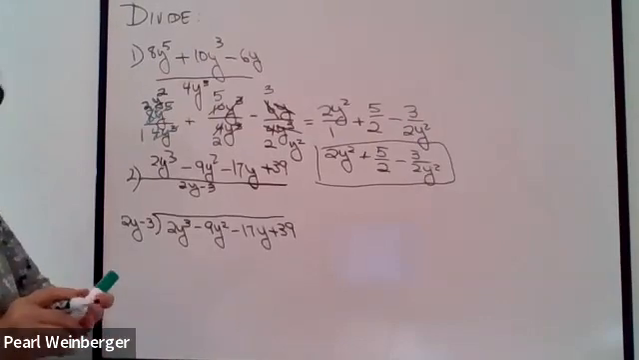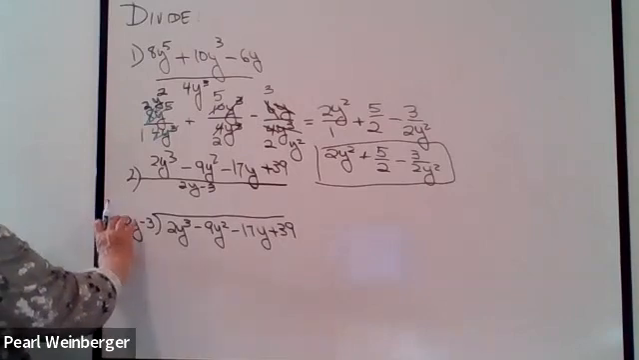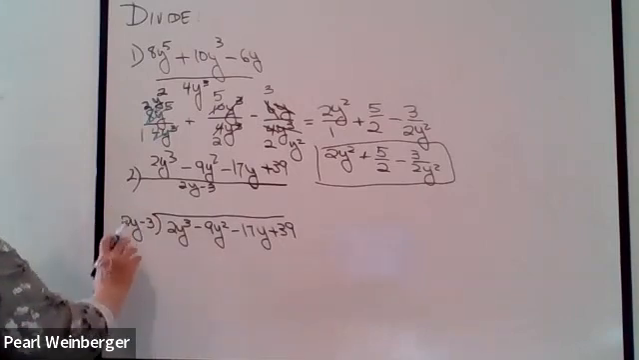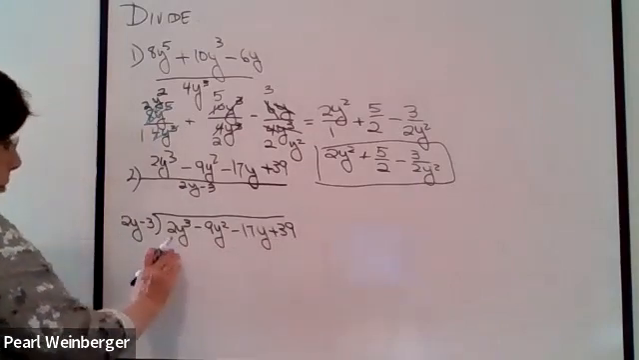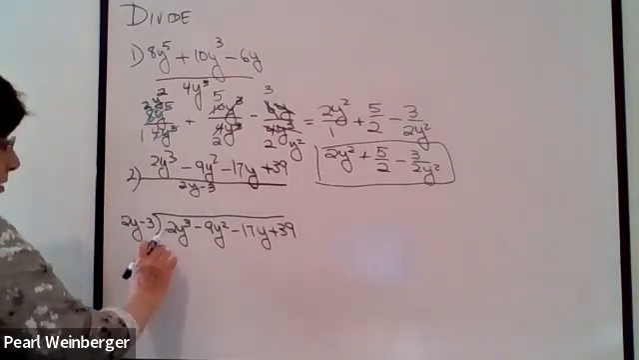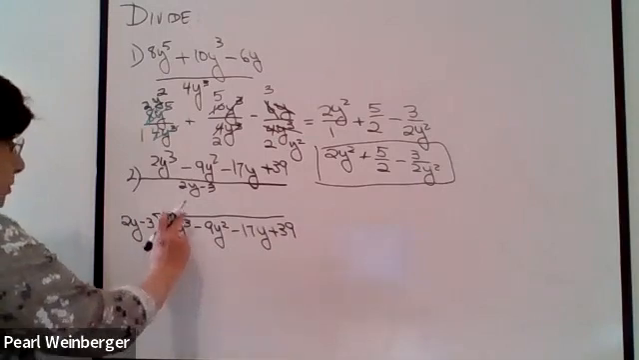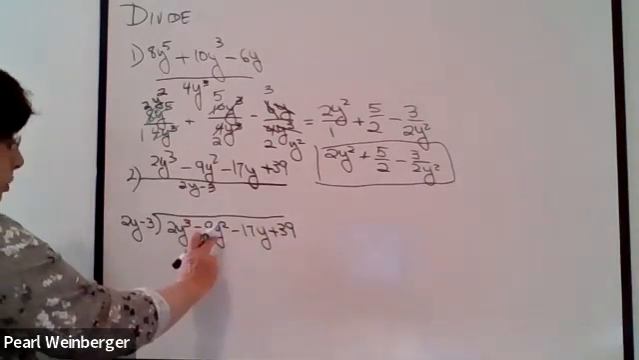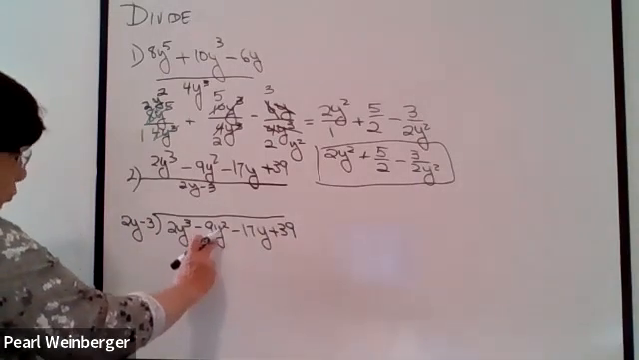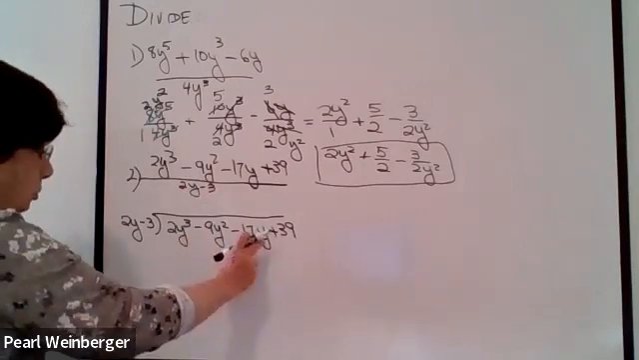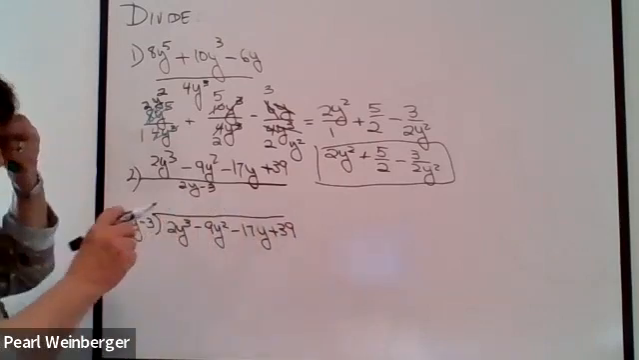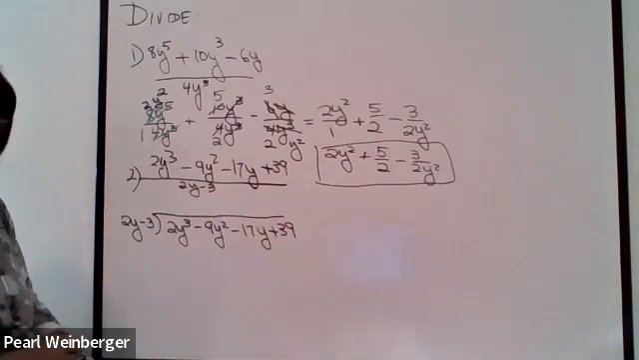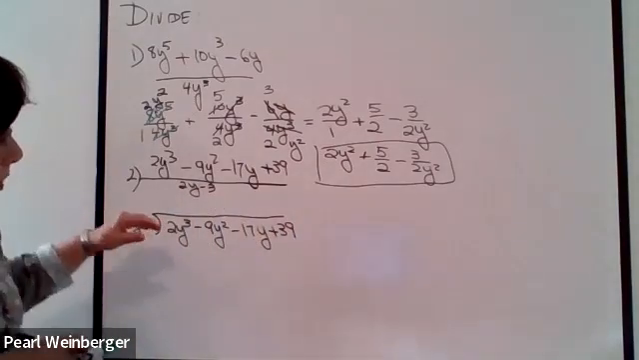The first thing we have to do when we are dividing by a binomial is to make sure everything is in the correct order. Is this in descending order? Well, my first term is a y to the third, which means my next term should be a y squared, which it is. The next term should be a y, which it is, and the last term should be a plain number. This is in correct order.